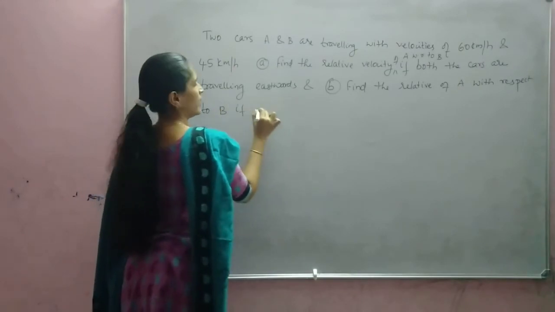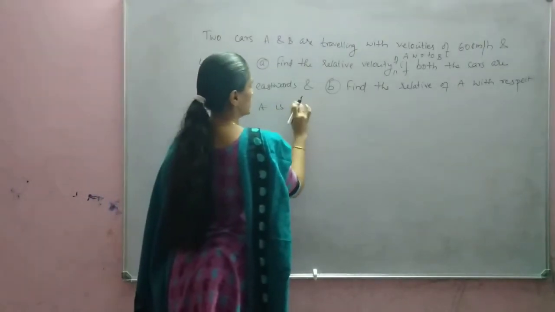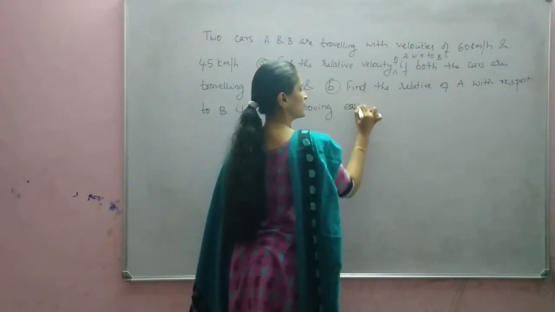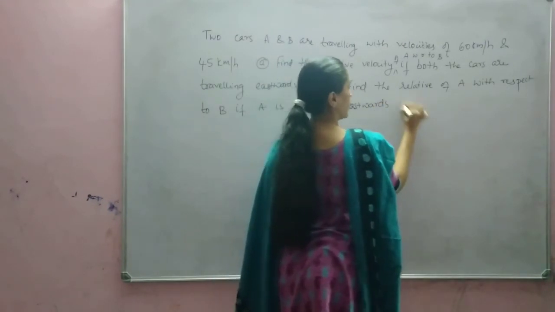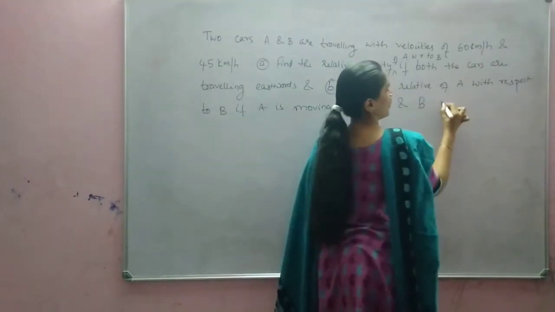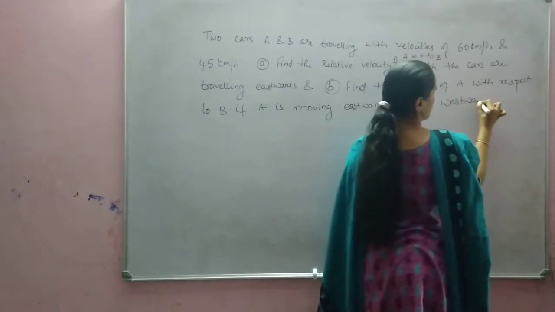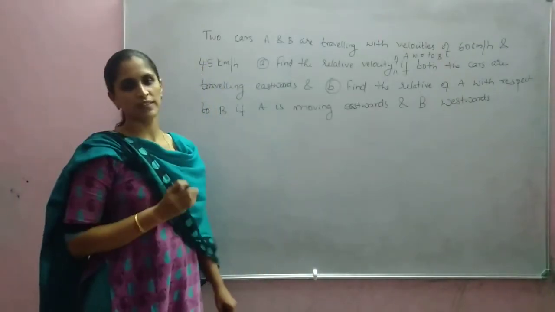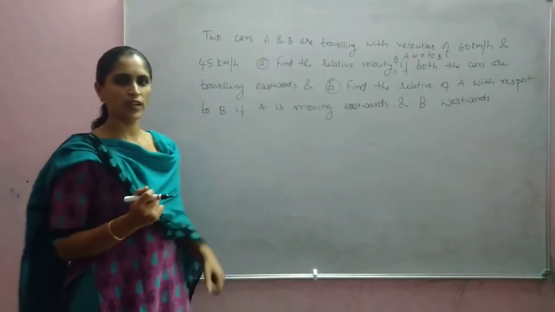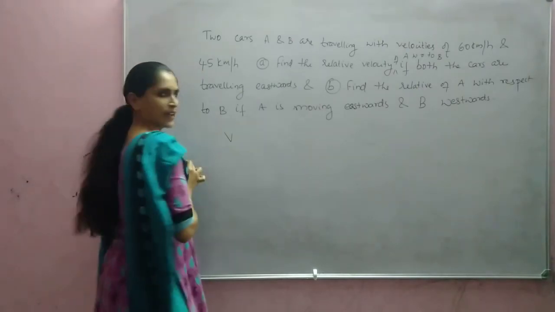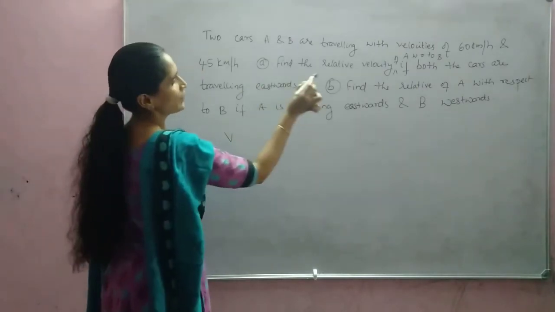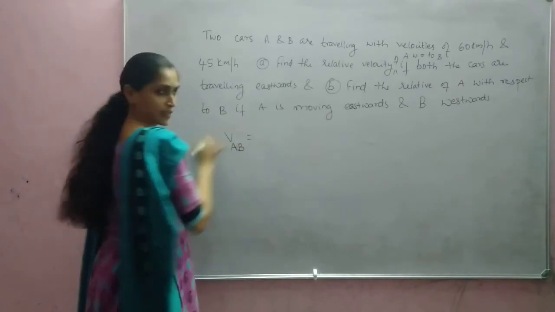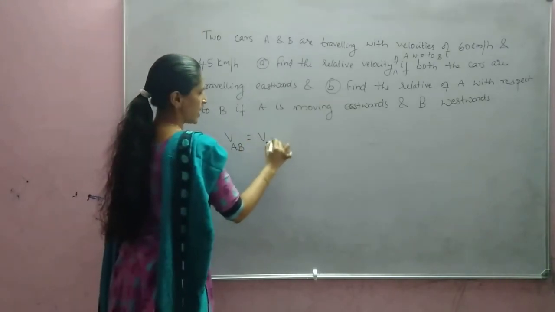If A is moving eastwards and B westwards. A is moving towards east direction, B is moving towards west direction. What is the relative velocity? Okay, so we can write here. We will write relative velocity. Velocity of A with respect to B can be written as velocity of A minus velocity of B.